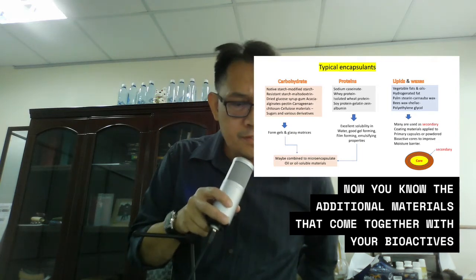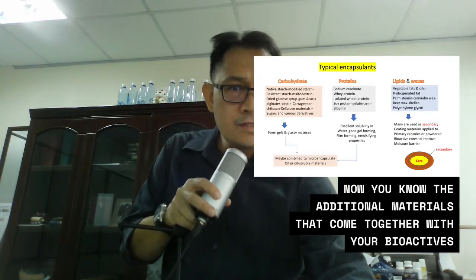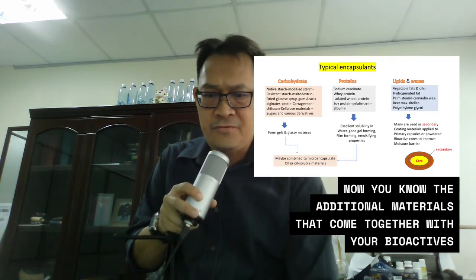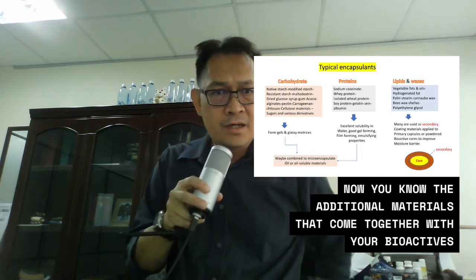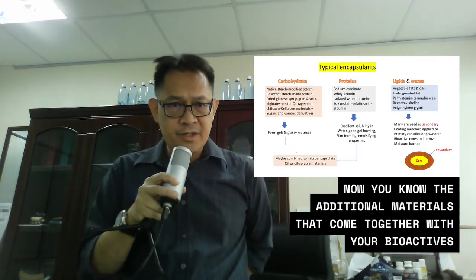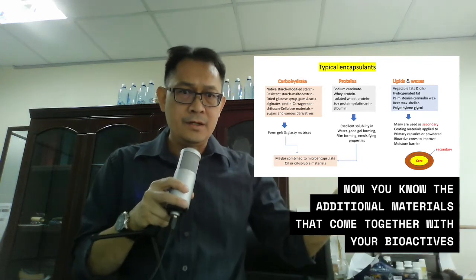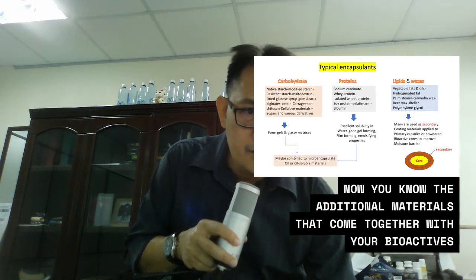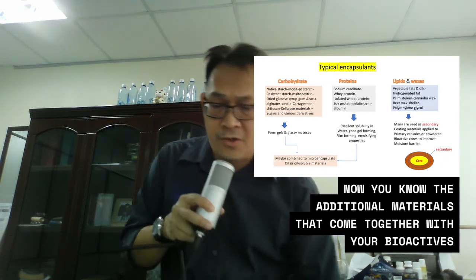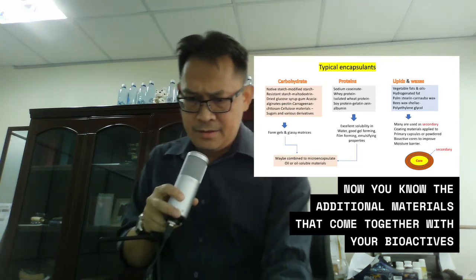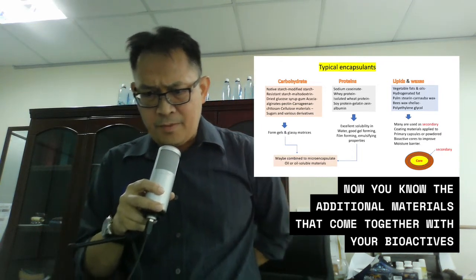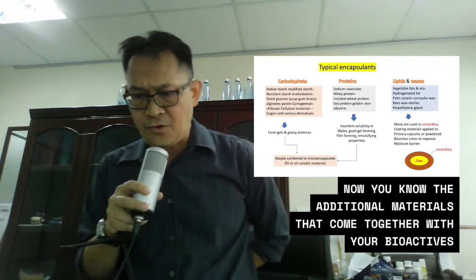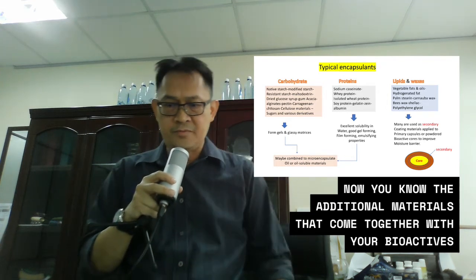And finally we have lipids and waxes. It can be vegetable oils, hydrogenated fat. So lipids are generally used as secondary coating. If you see here, the materials, the layer, there is one layer and then there is another layer outside. That's what we call a secondary layer. This is to be applied to primary microcapsules or to powdered bioactive core to improve the moisture barrier properties.